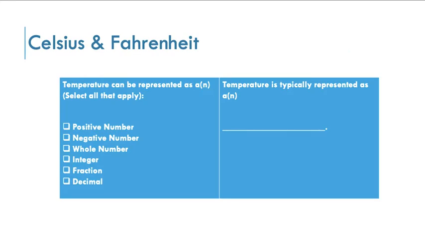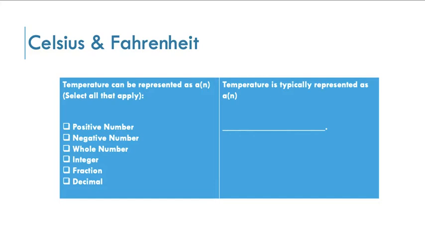All right, on this next slide, we're talking about both Celsius and Fahrenheit. So temperature can be represented as A or N blank. Make sure you select all that apply. Can temperature be a positive number? Can it be a negative number? Can it be a whole number? Can it be an integer? Can it be a fraction? Or can it be a decimal?